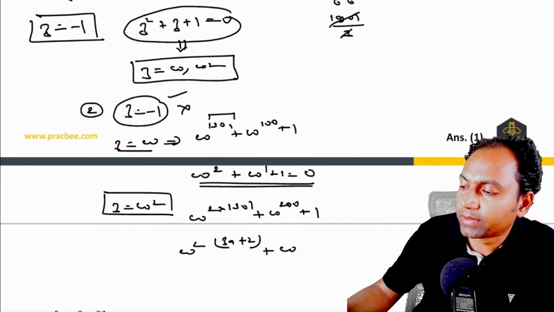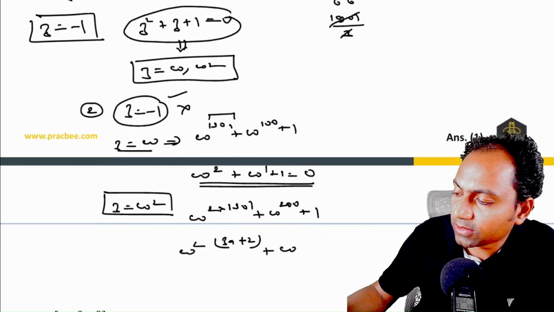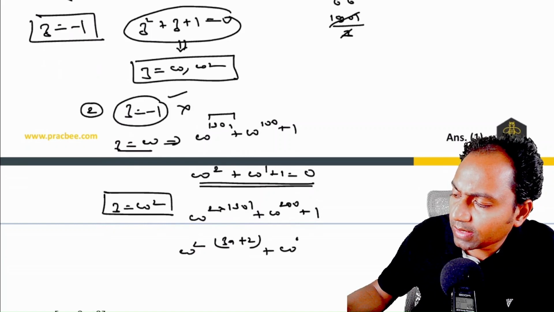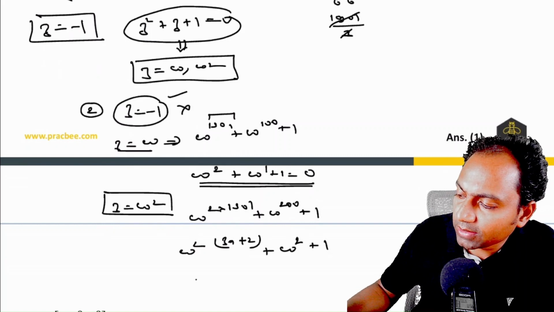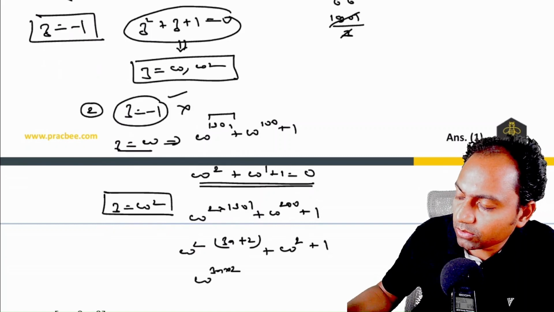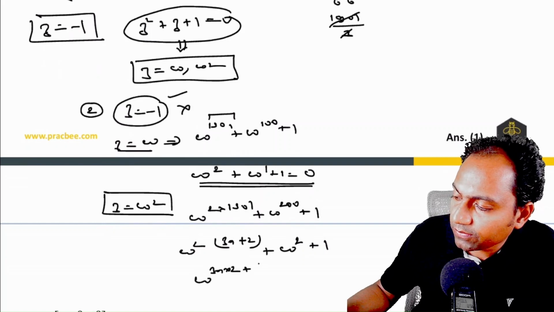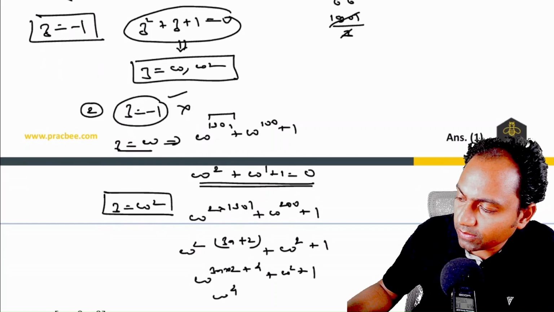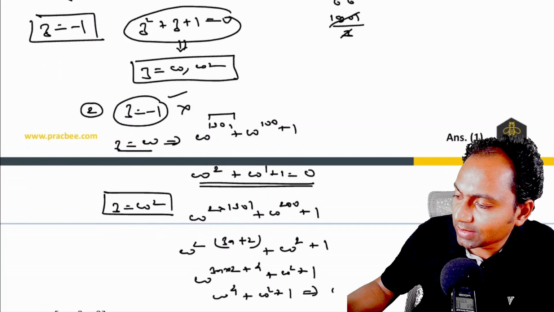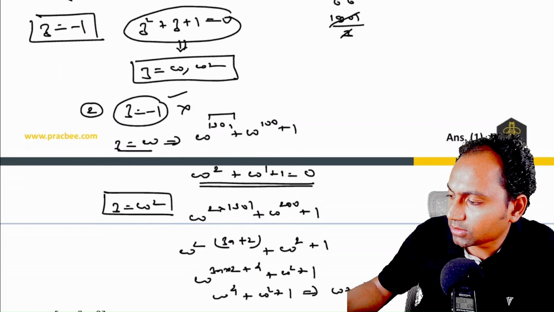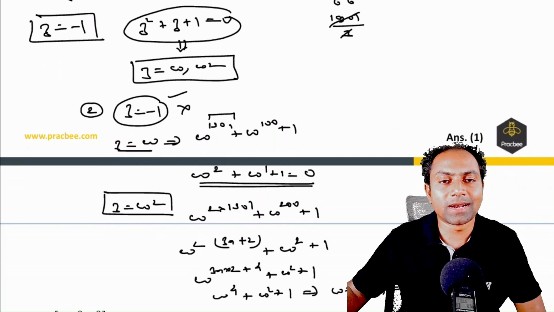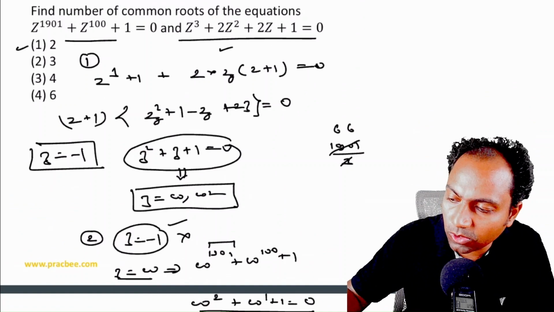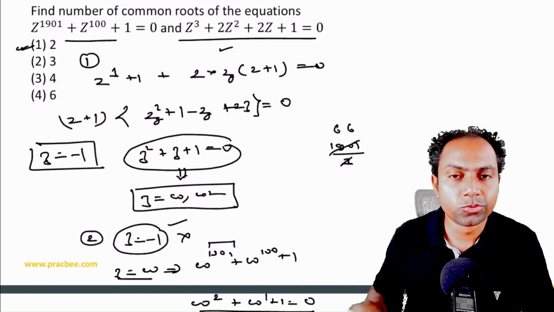Omega raised to the power 200. If you take this, it would have nothing but remainder 2 if I divide by 3. And if I take this one, this is omega raised to the power 3n into 2 plus 4 omega square plus 1. So you can see that this also becomes omega raised to the power 4 plus omega square plus 1. That is nothing but omega plus omega square plus 1, and this comes out to be 0. So this again is a question that can easily be solved by finding the root. So the answer becomes option A, that is, 2 roots common.